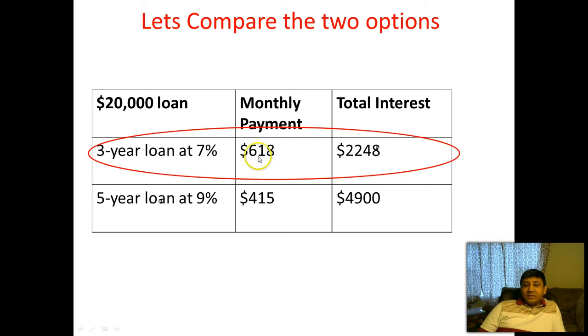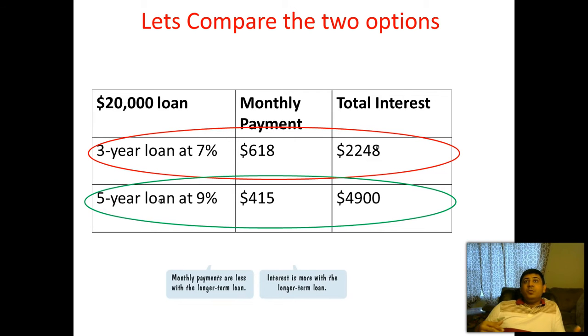Maybe I can afford $618, but you cannot afford it. Maybe you can only afford $500. So this option is not for you. This is the option for you, but you will pay the price because you will pay more interest. The purpose of this example was to make an educated decision based upon your circumstances. If you can afford a higher monthly payment, you will definitely pay less interest and be done in 3 years. But if you cannot afford to pay more, then you should go with this option here.